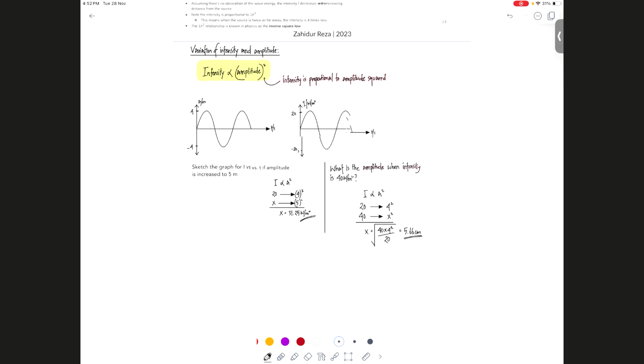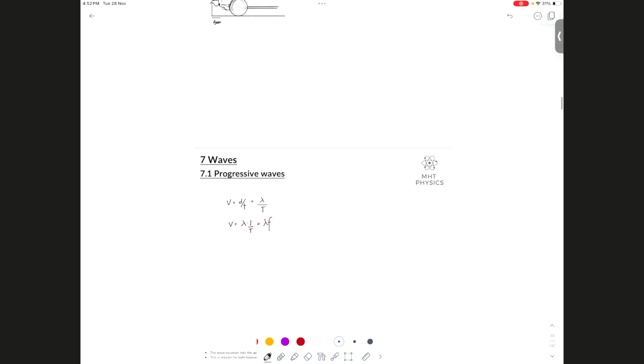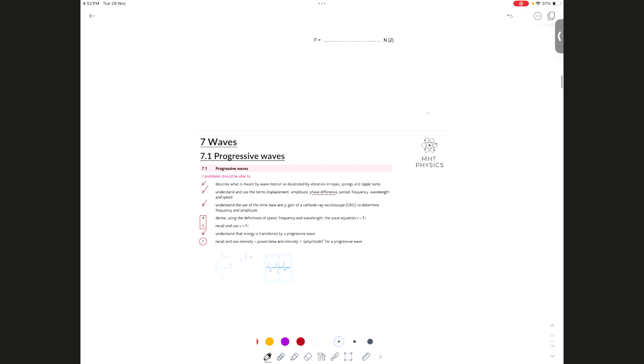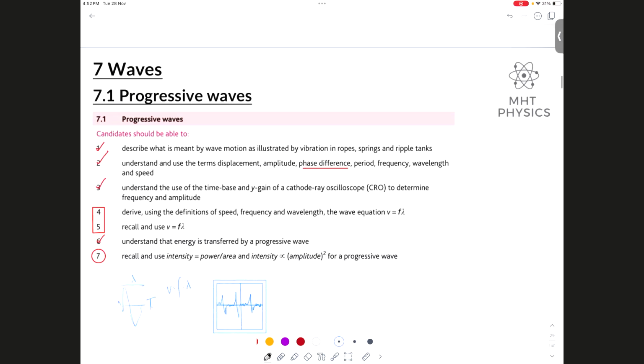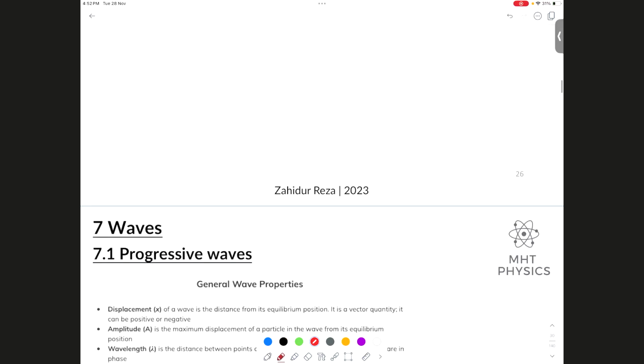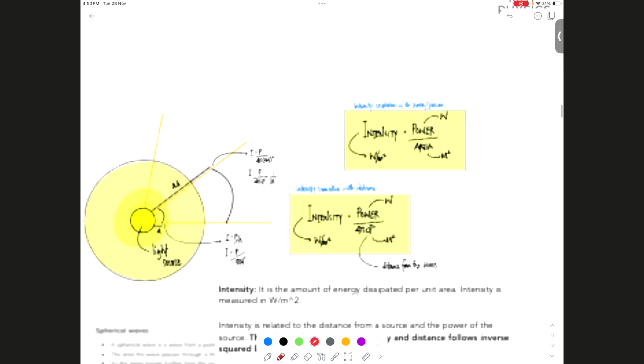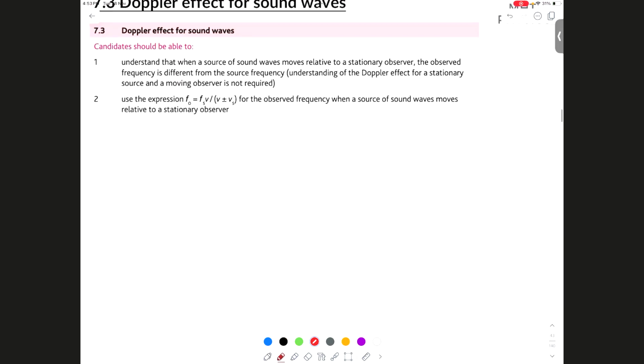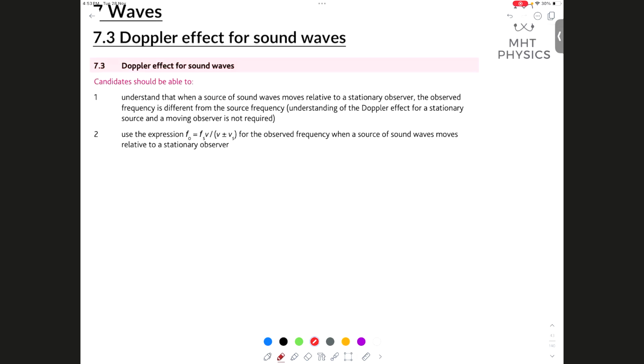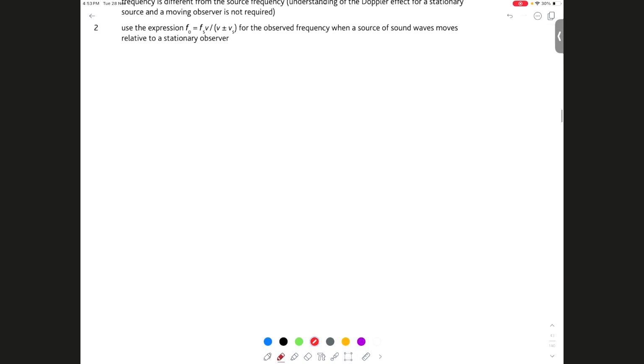All right, so we are done with wave properties. I believe nothing is left. Yeah, that's it, right? So everything is done. So today we'll start a new topic. This is a standalone topic in your syllabus. It's called the Doppler effect. So yeah, 7.3. Go to the next page, page 35.